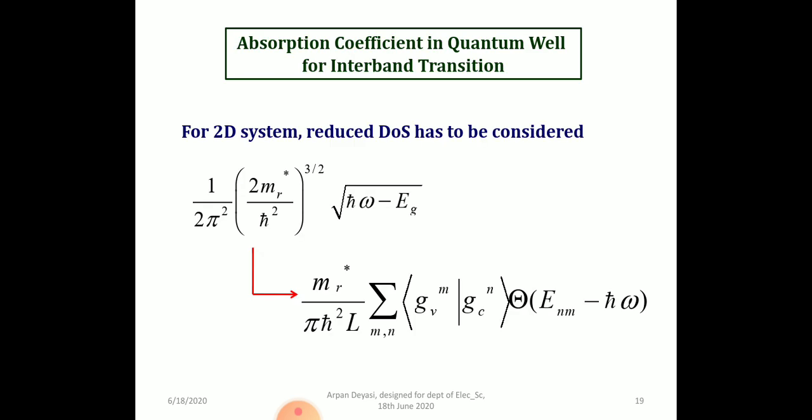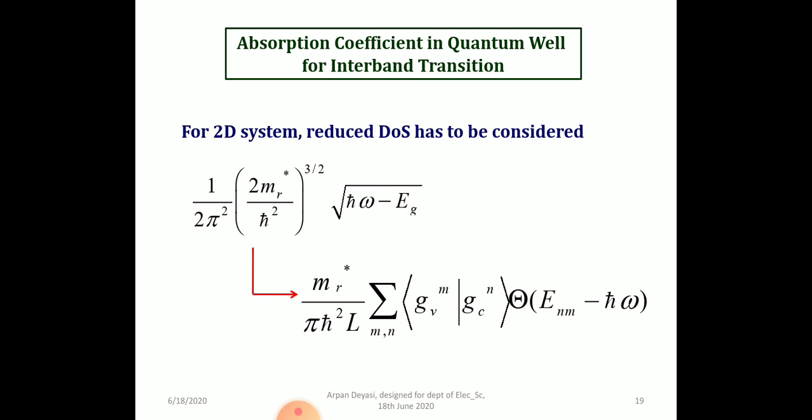Next comes the absorption coefficient in a quantum well for interband transition, and naturally, quantum well means there are no continuous energy levels. So the effective mass or the density of states will be reduced. The reduced density of states will be given in this form. Now there may be several questions. I expect you to ask what G_vm and G_cn are. G_vm and G_cn are the overlap function integrals.